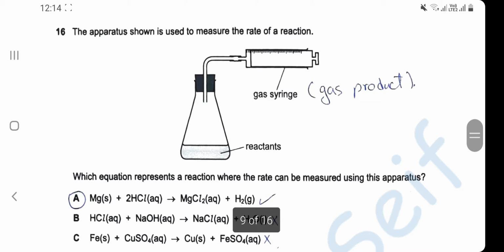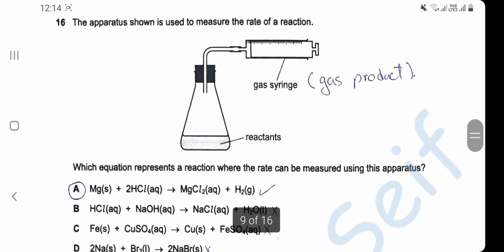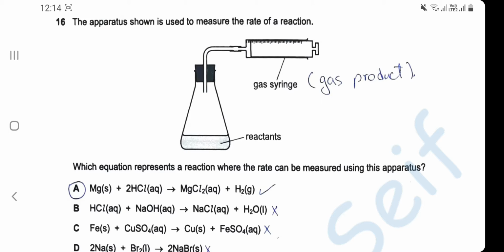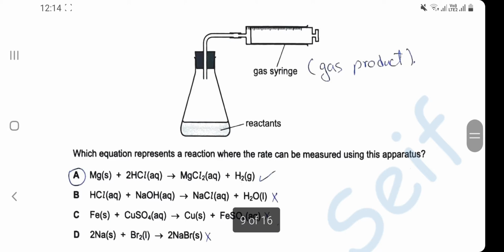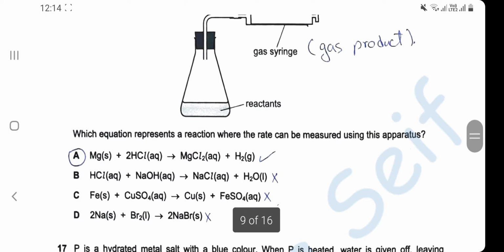Question 16. Here we are measuring the rate of reaction. As shown, there is a gas syringe in which gas is collected as a product of the reaction in this flask. So here, which equation represents the reaction where the rate is measured by using this apparatus?